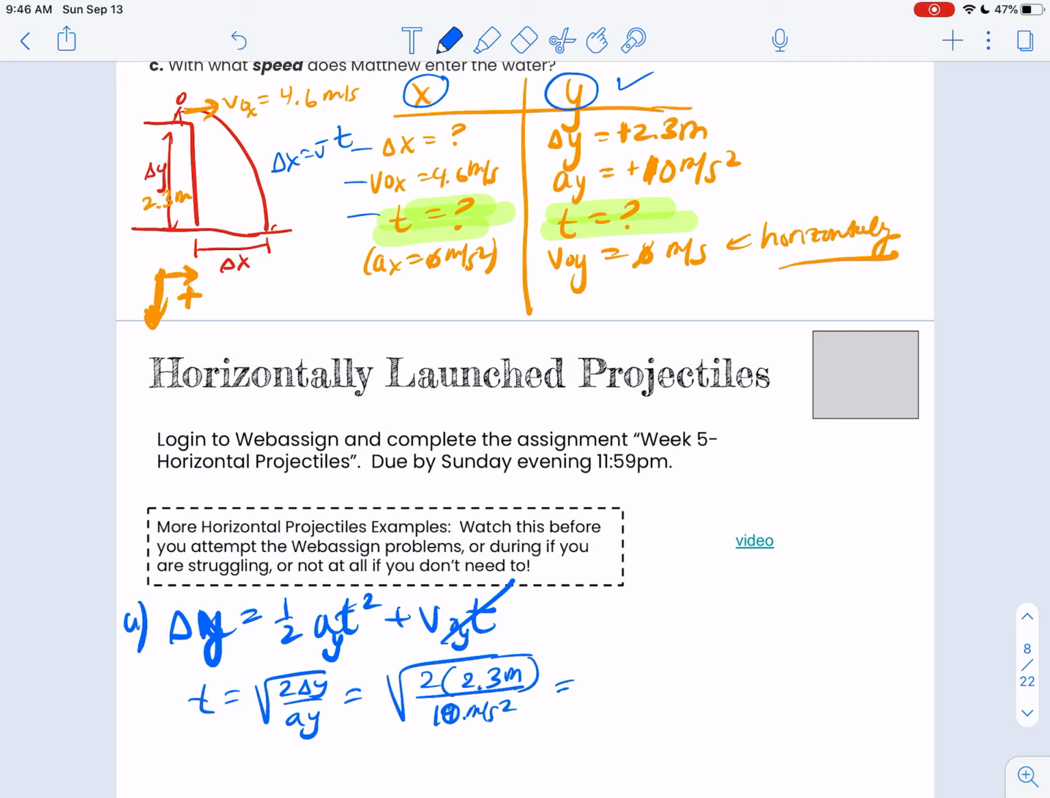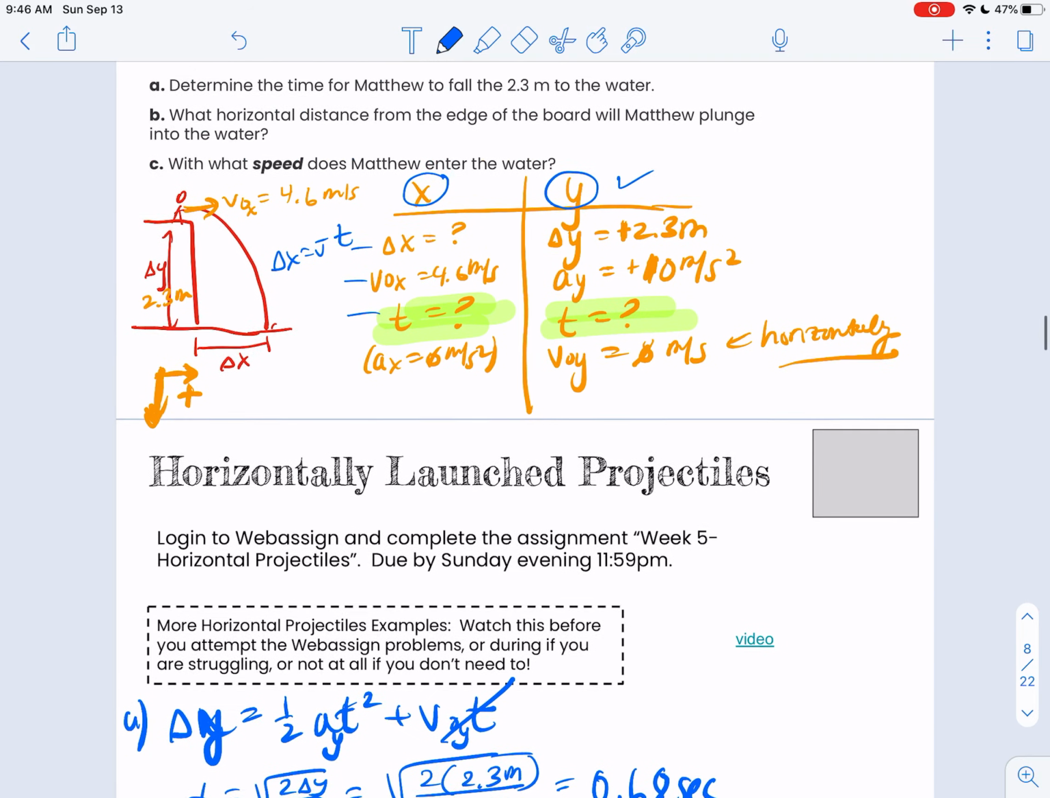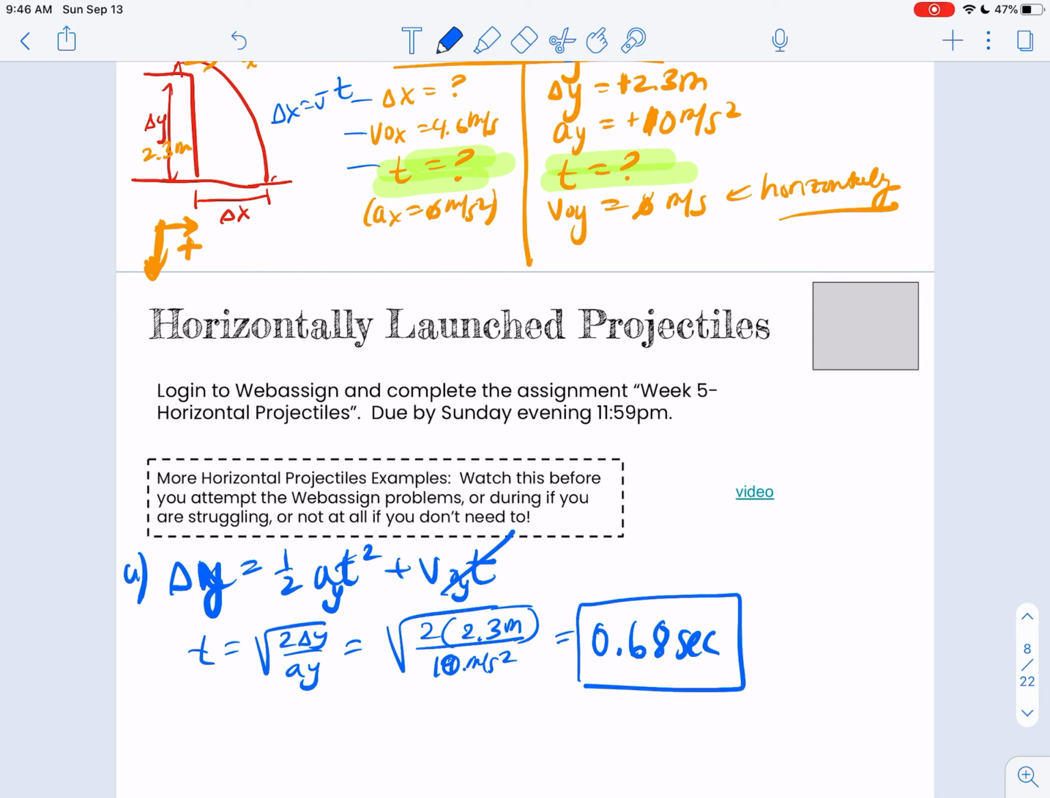All right, and then I'm going to get 0.68 seconds, okay, which seems pretty reasonable. The times are usually pretty small. All right, so 0.68 seconds. Okay, now I know that.